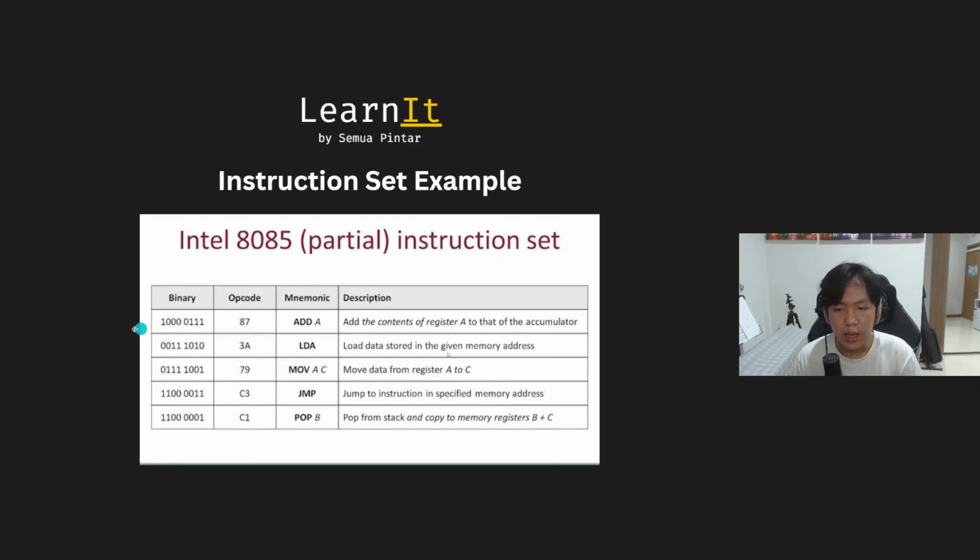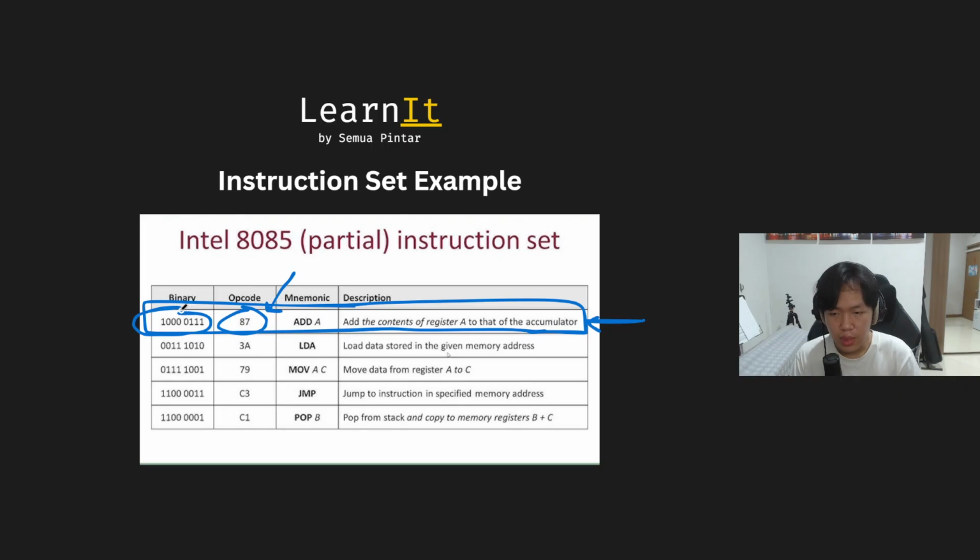So let's say we have this instruction set, which is for adding numbers. This is an instruction set, this singular thing right here. The purpose of this instruction set is to add values: add the contents of register A to that of the accumulator. An instruction set has the binary as well as the opcode. This is the opcode. Essentially, it is a code which represents the instruction set. And this is also the binary version of said instruction set.